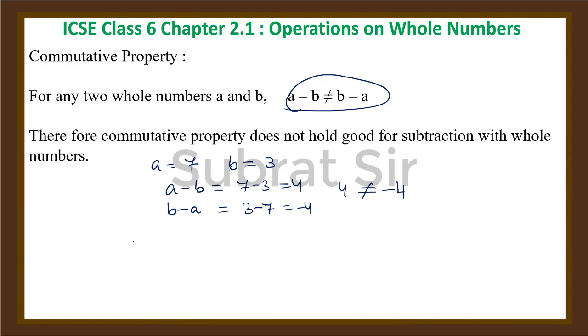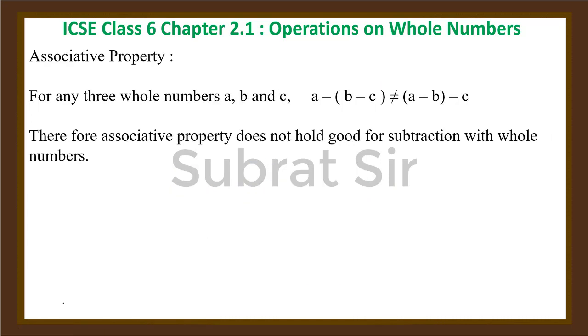Let us take another example. Let A equal 12 and B equal 15. So 12 minus 15 is minus 3, and 15 minus 12 is 3. Then we will move to our next slide.